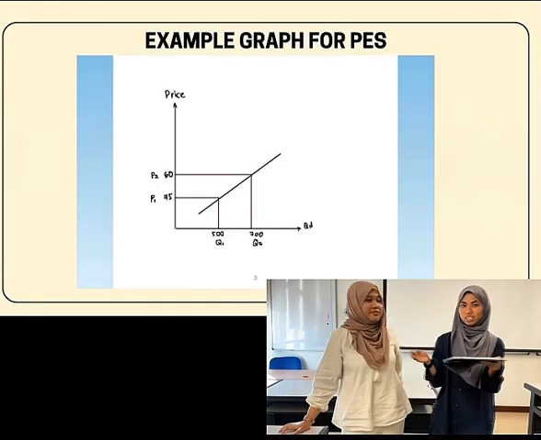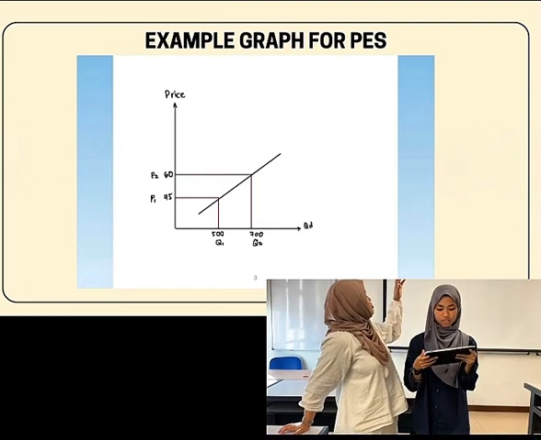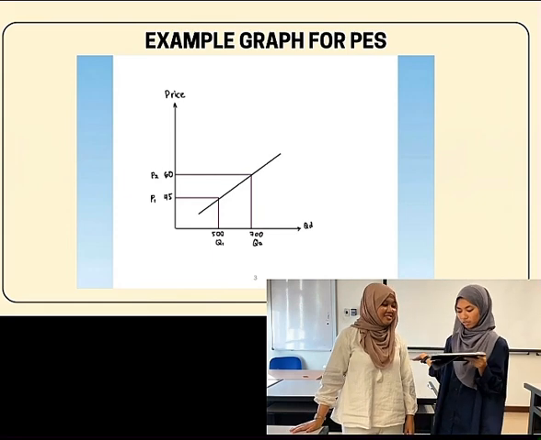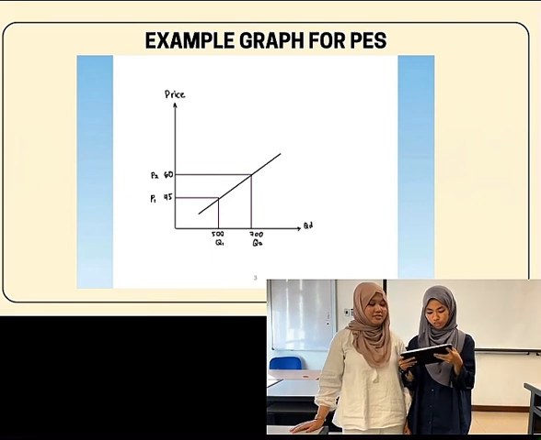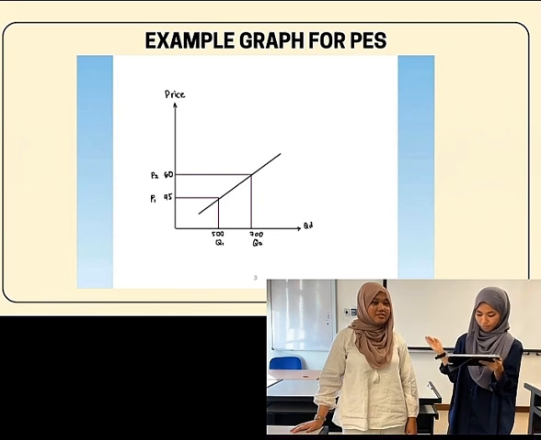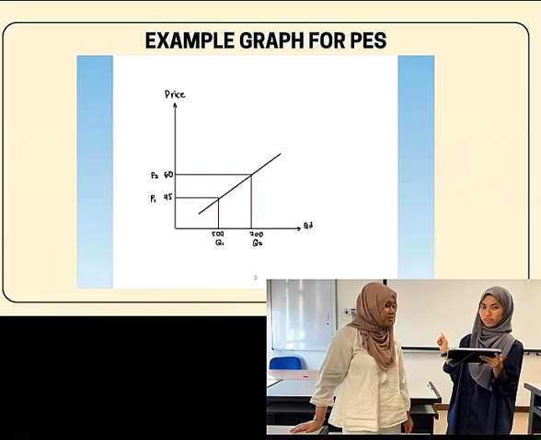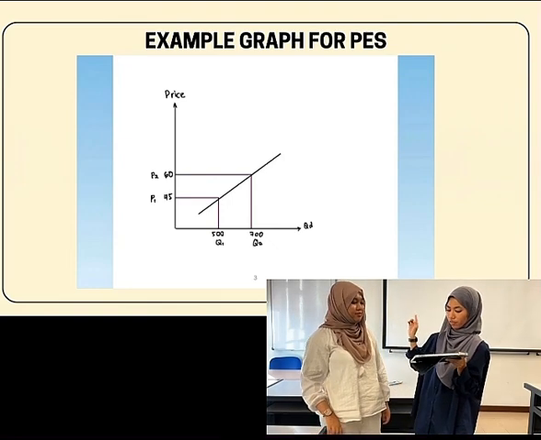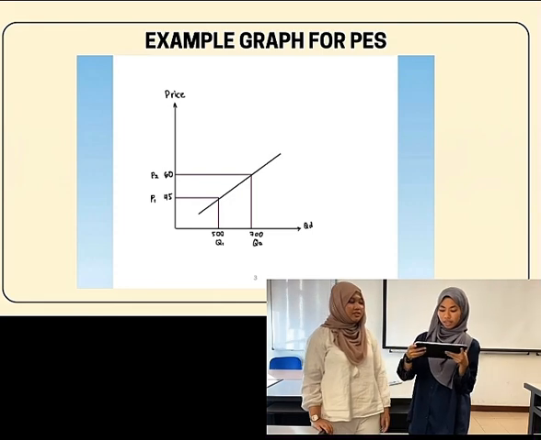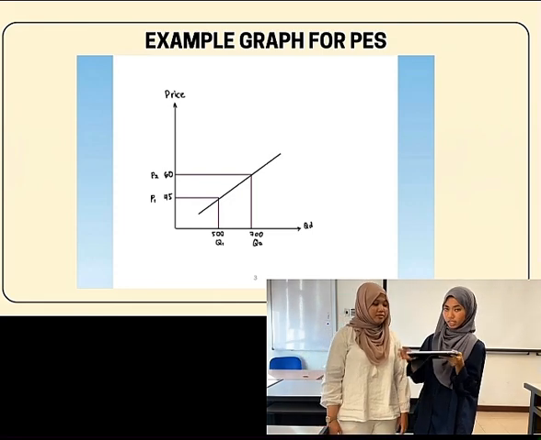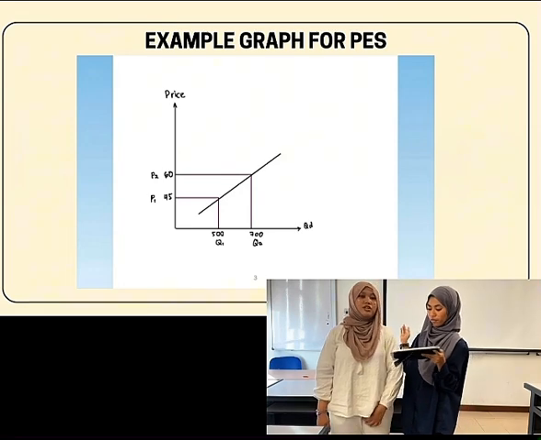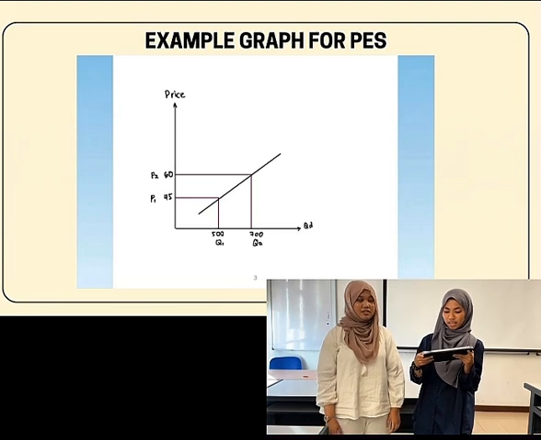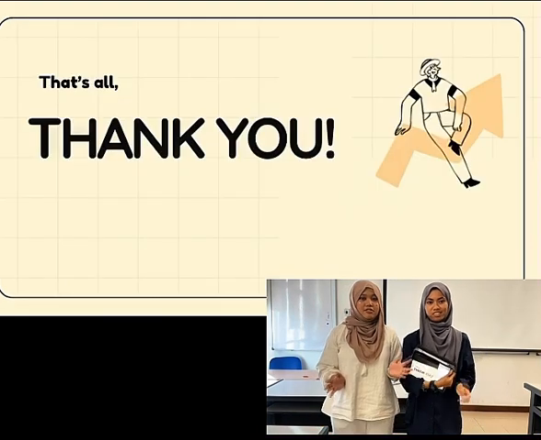So this is the last graph for PES. On the Y axis we have price, and on the X axis we have quantity supplied. So from P1, price 1, 45, we go to price 2, which is 60, and the quantity increased from 500 to 700 units.